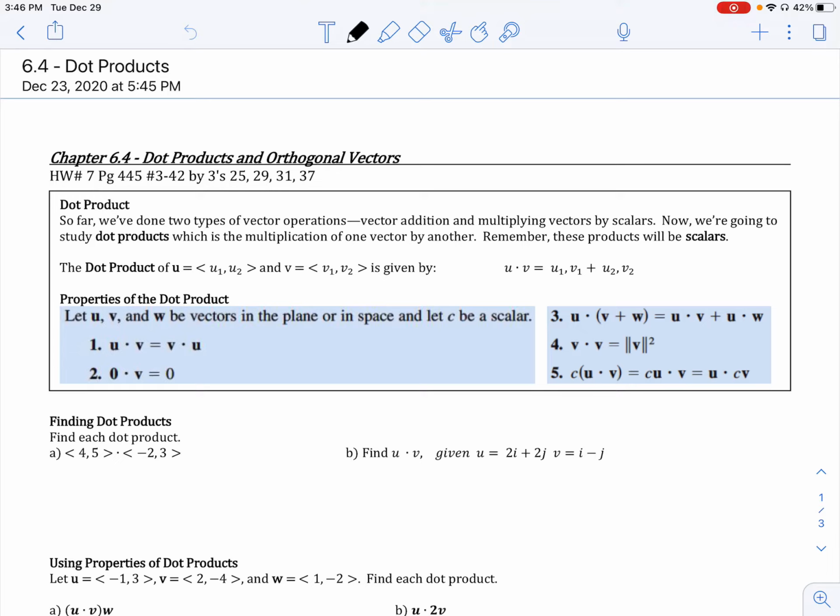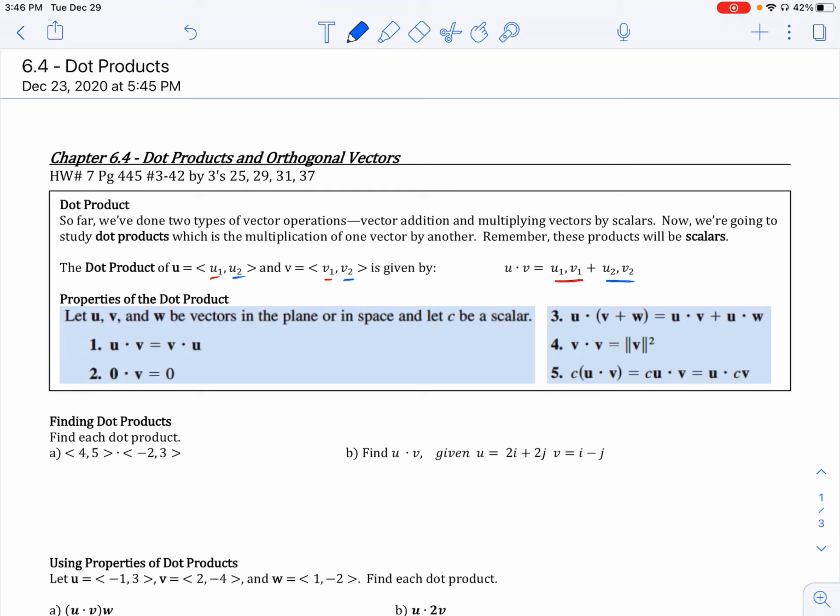The way we find a dot product is that we multiply together the horizontal components. So we're going to multiply u1 and v1 here in this case. And then we're going to multiply the vertical components, or u2 and v2. And we are then going to add up those products. So you multiply the horizontal, multiply the vertical components, and then add up those two products. And that is what we call the dot product.